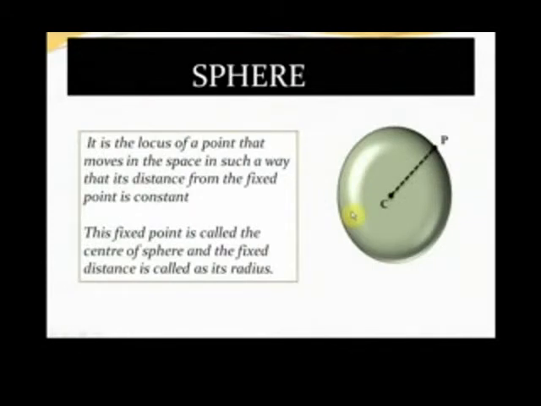Now a very important three-dimensional figure is a sphere. A ball represents a sphere. Now let's look at the definition of a sphere. It is the locus of a point that moves in a space in such a way that its distance from the fixed point is constant. This fixed point is called the center of the sphere, and the fixed distance is called its radius.